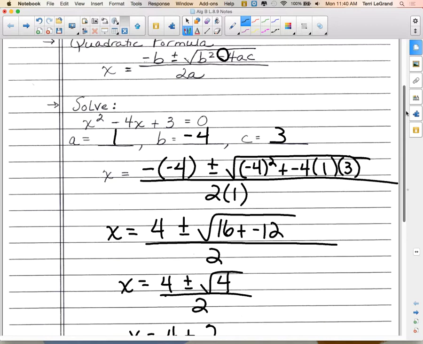So that 0 can be replaced by what again? Y. So we're going to go to our y equals screen, clear out anything that's in there. We're going to type in x squared. X key is next to the alpha key. The x squared key squares that. Subtract 4x plus 3. Let's do a zoom 6 just to make sure we get a nice graph. Zoom 6 for this one.